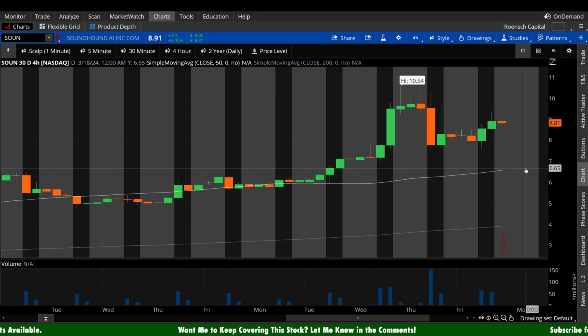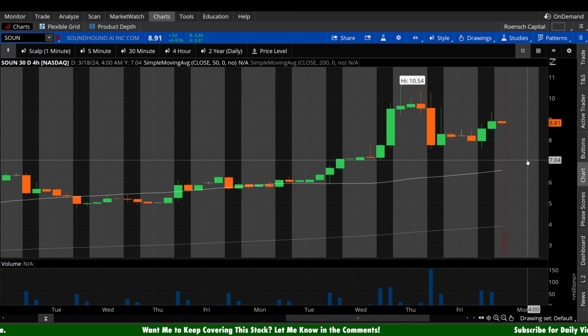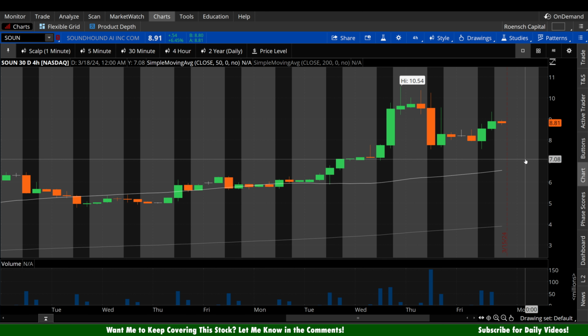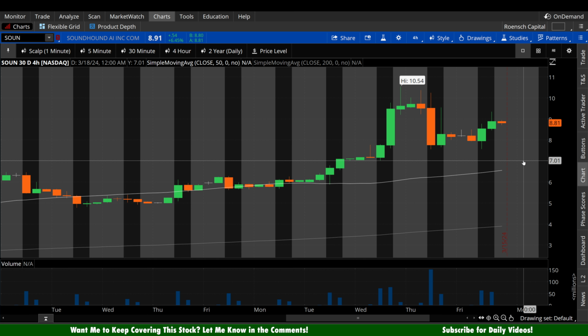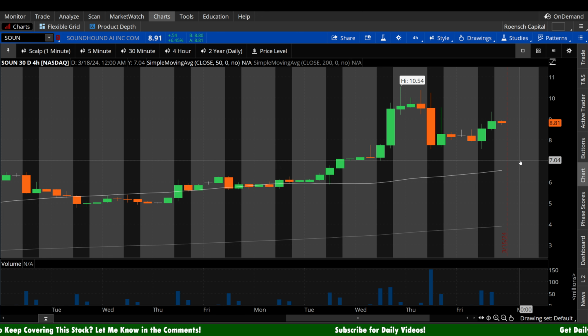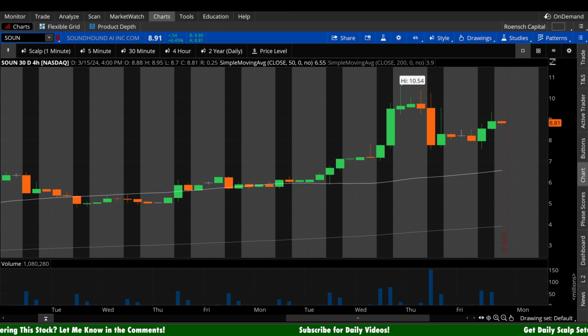I would love to see that 50 period reclaim $7 a share, or just more so claim $7 a share. Get above 7. That adds an additional psychological barrier above a psychological round number. I'll take that, right? I will absolutely take that. Kind of a stair-stepping mentality as far as that downside potential protection goes.